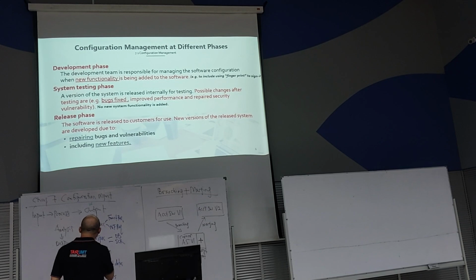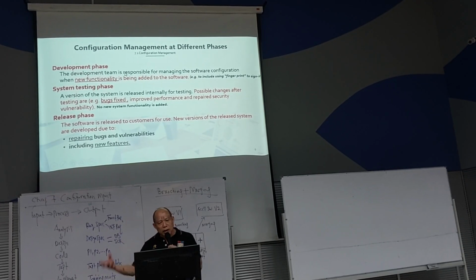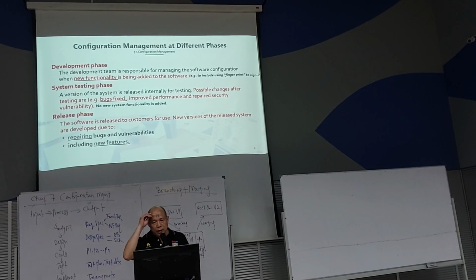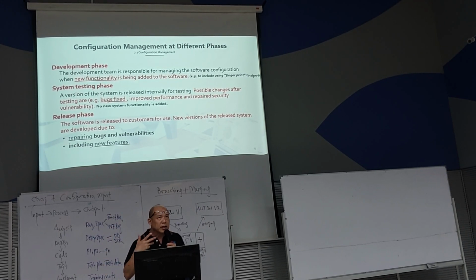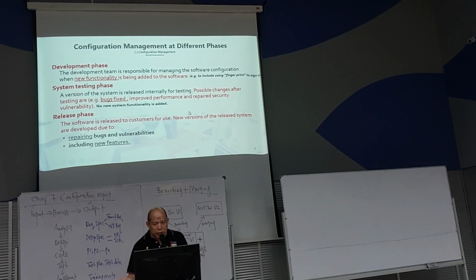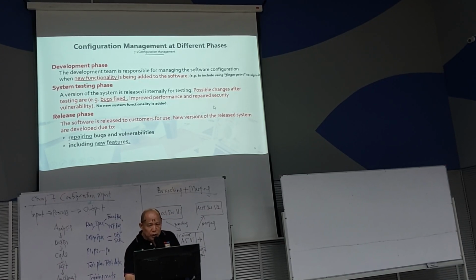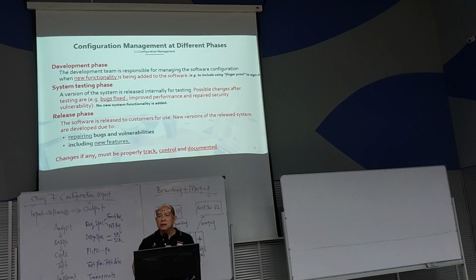During development, possible changes are that new functionality has to be added to the software, and a new version needs to come up. After testing, bugs need to be fixed, performance needs to be improved, and security vulnerability needs to be repaired. So this also causes changes. Changes, if any, must be properly tracked, controlled, and documented.